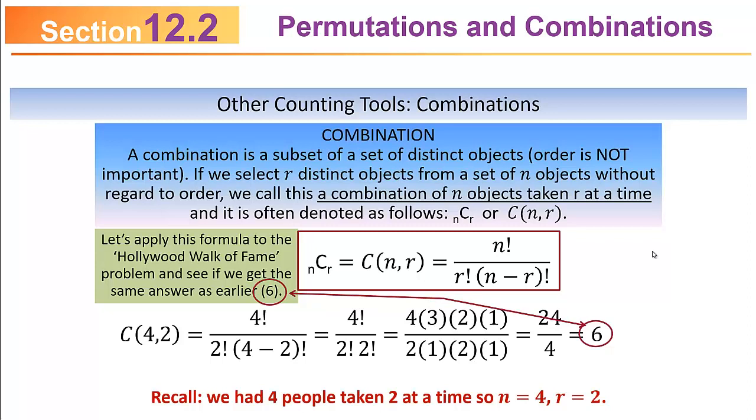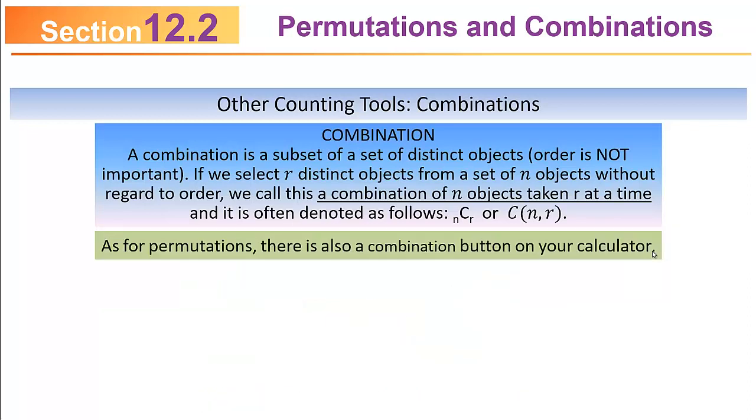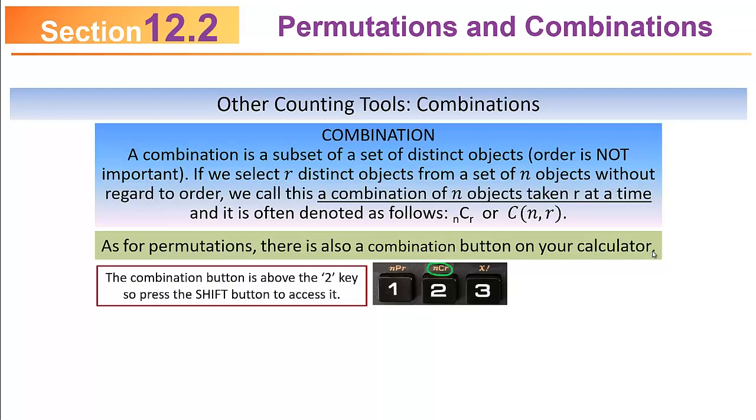So these formulas allow you to get to the count much faster than having to do it by brute force. And again, you won't be surprised to know that there's a button on your calculator for that. It's above the number 2, and you have to press the shift key to access it.